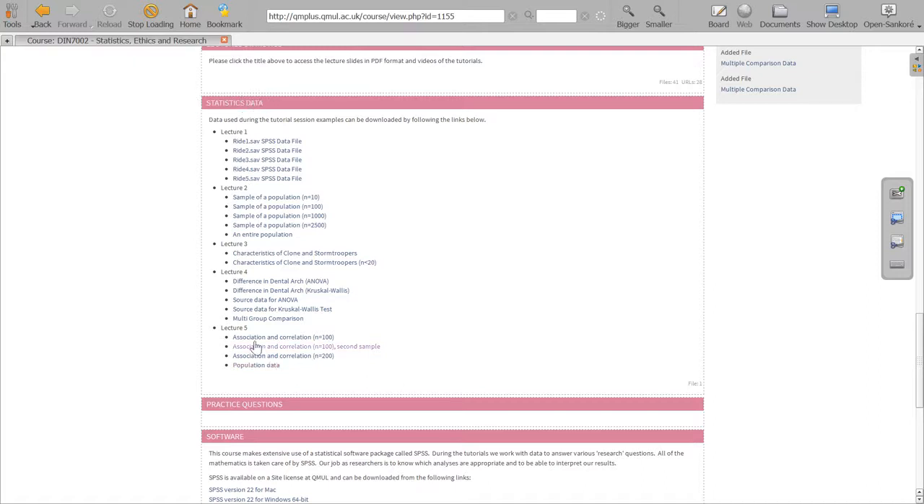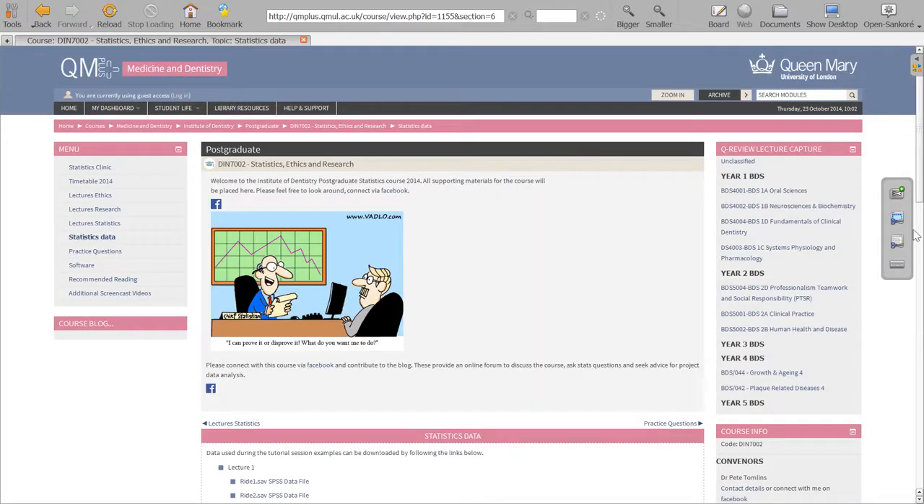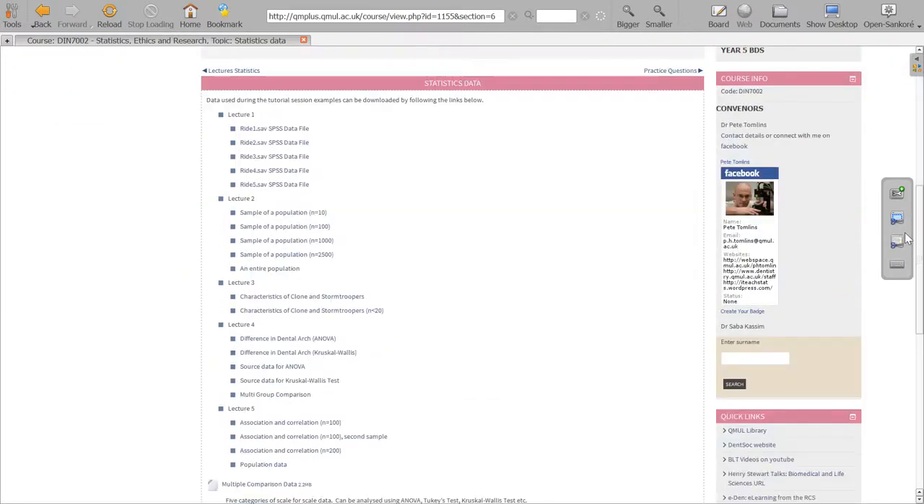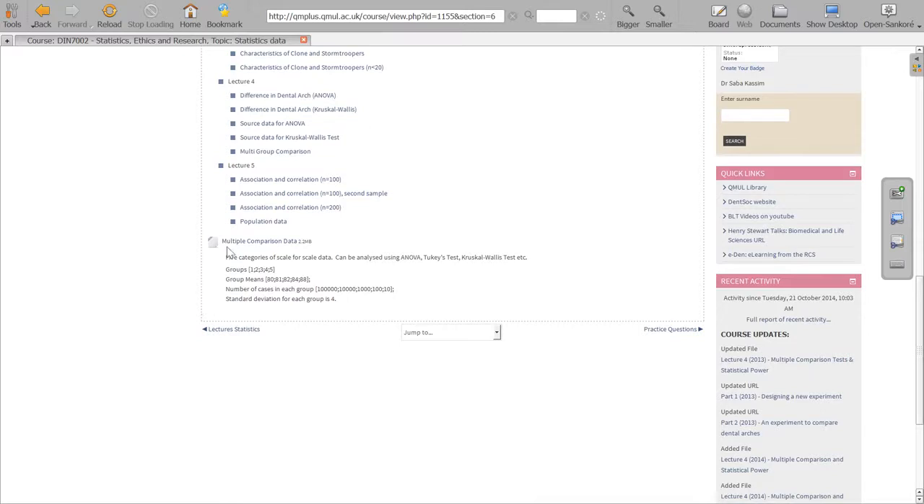So these are all the files we've used previously. If you click on the heading statistics data and then scroll down the page once again, you'll see magically a new option has appeared that's called multiple comparison data. And it explains the data here as well. And you click on that and it will open up, or hopefully download and possibly open up in SPSS.